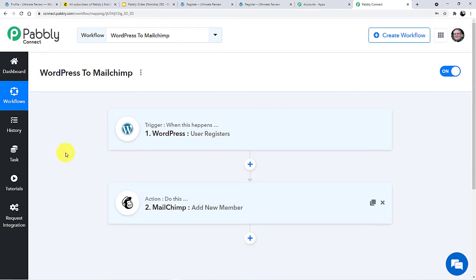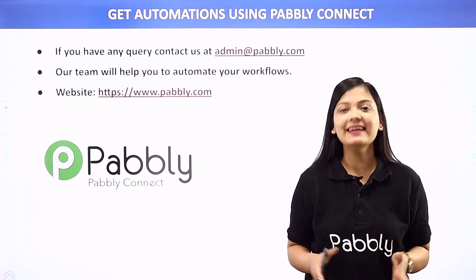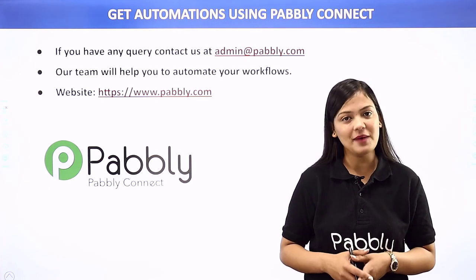Basically, we have integrated our two applications. Firstly, we integrated WordPress to Pabbly Connect, and then we integrated Pabbly Connect to MailChimp. Now, what will happen is whenever a new user is registered inside WordPress, that user will be automatically added inside the MailChimp contact list as a new subscriber. That too in real time with the help of automation software Pabbly Connect. Not just these two applications, but we can integrate n number of applications with the help of Pabbly Connect.